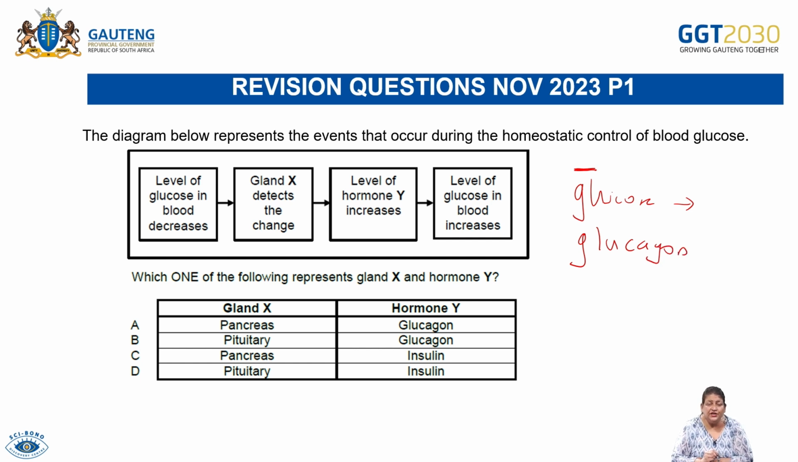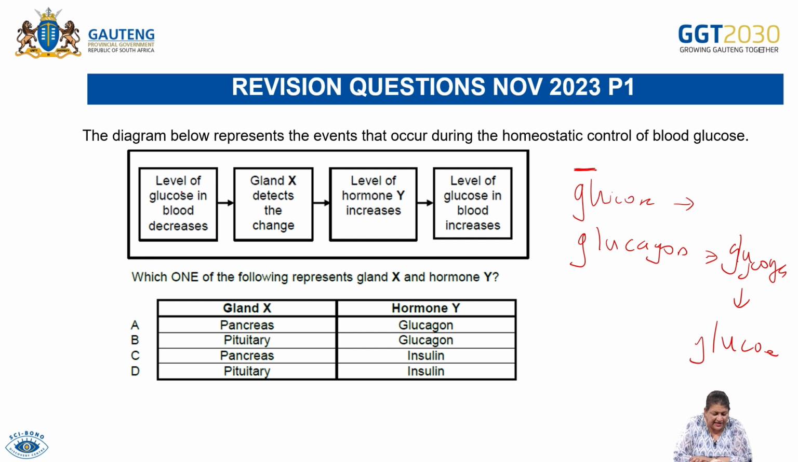And the glucagon is going to convert the excess glucose, which was stored as glycogen. The glucagon is going to react with glycogen to release it as glucose. So the glucagon is going to react with what? Glycogen, and break the glycogen to glucose so that glucose can be made available in the blood.